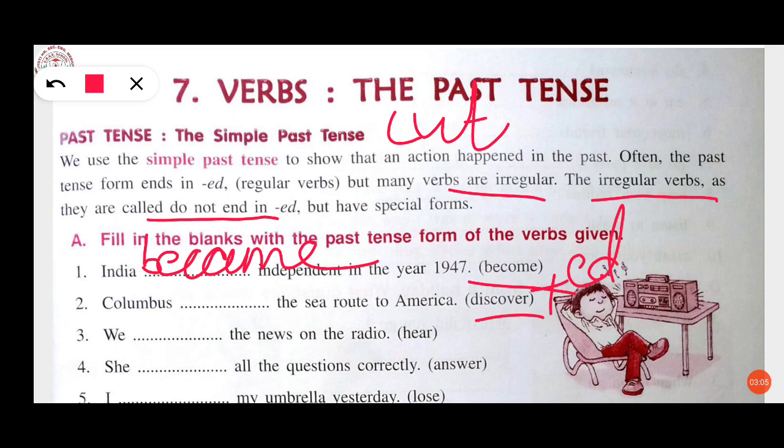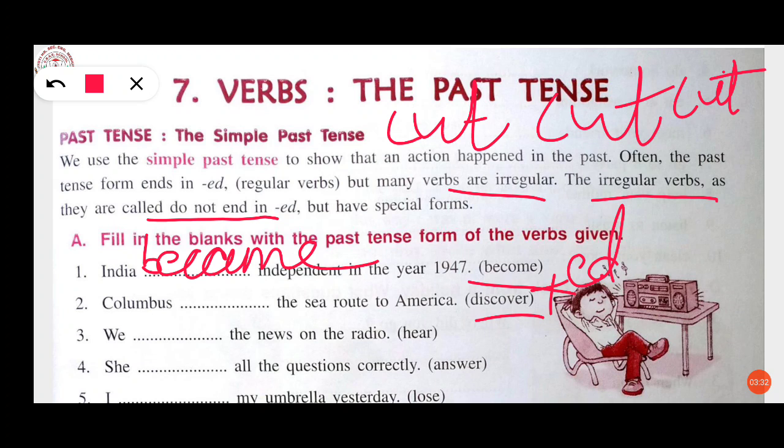Likewise, we have cut. This cut we can't say in past tense cutted. That is not any word. Cutted is not any kind of word. So it will be simply cut, and second form will also be cut, and third form will also be cut. Now third one, that is put. Put will also be the same like this, cut. Okay.